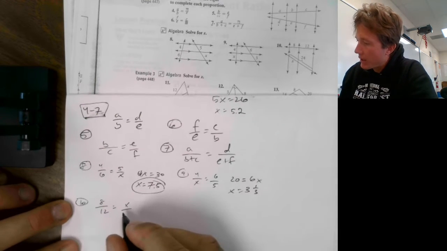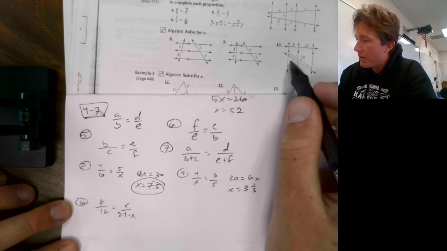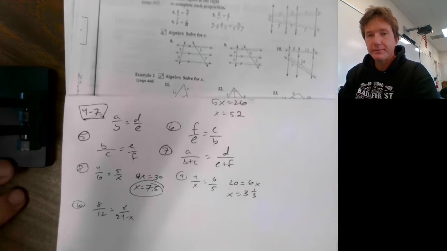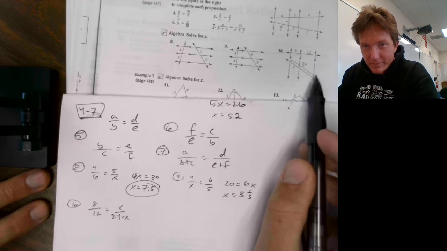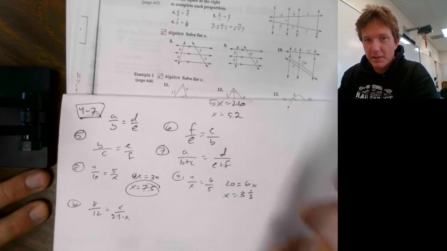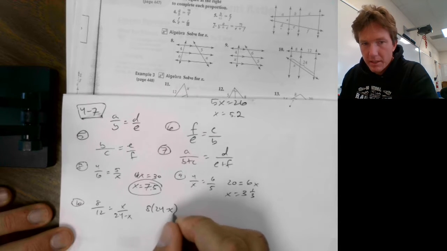I would say x over 24 minus x. And the reason why is because I want to do this guy. I don't know if you can see it too well. I'm doing this length over this length. They gave me the whole length, so if I minus x, I get just this length that I want. So let's cross multiply.